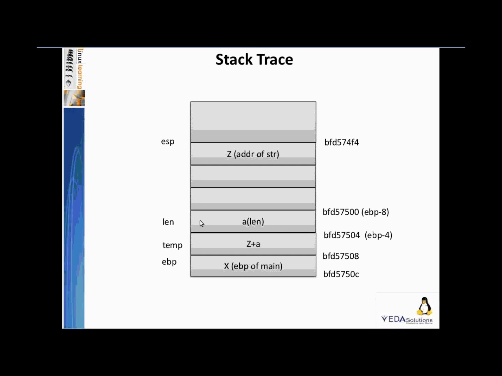By the end of this operation, the stack would look something like this. The temp, which is -4 of EBP, would contain the address Z plus A. Z is the start address and A is the length.